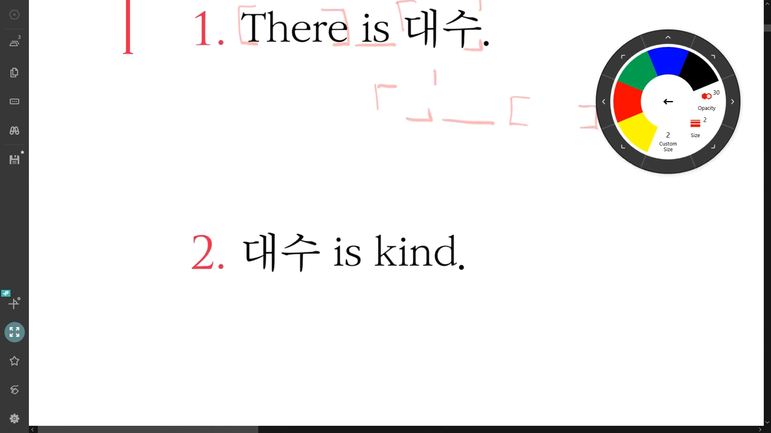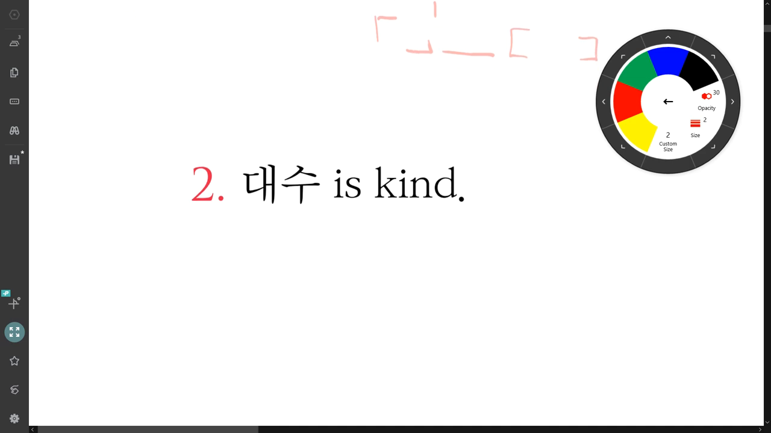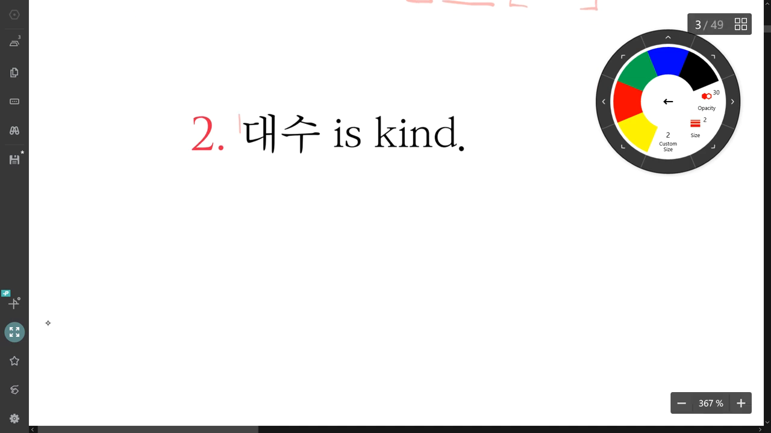Next, a type 2 sentence consists of a subject, a linking verb, and an adjective complement. Unlike most verbs which describe an action, linking verbs simply connect the subject with its complement to describe the subject in some way. In sentence 2, desu is kind, we'll mark the subject, desu, and the verb in the same way as before, and we'll mark the subject complement, kind, using parentheses and the Hangul character biup.